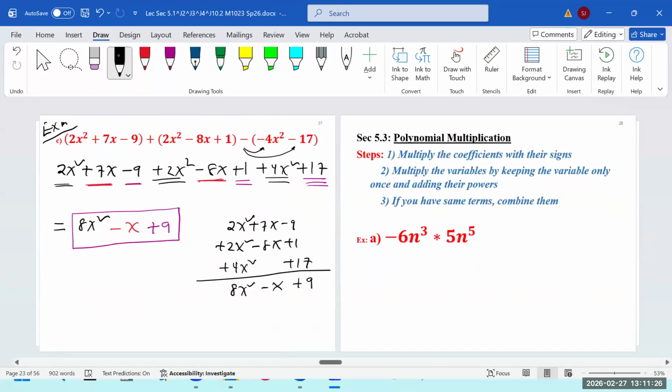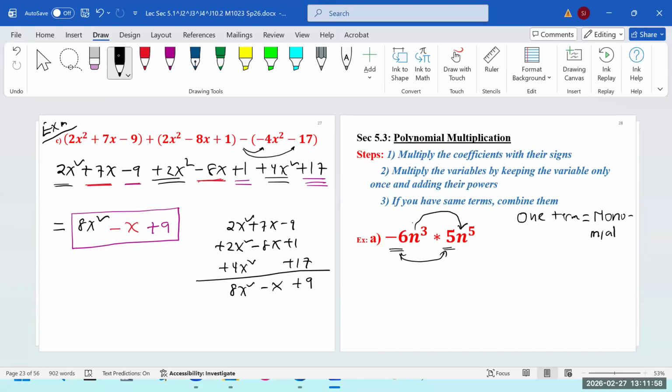Now comes the multiplication. We are going to start with something easy. One term multiplying with one term. When you have one term, only one term, we call them monomial. So you're multiplying one monomial with one monomial. When you multiply them, we multiply the number with the number. And then we multiply the variable with the variable. So we have negative 6 times 5. And we have n cubed times n to the 5.